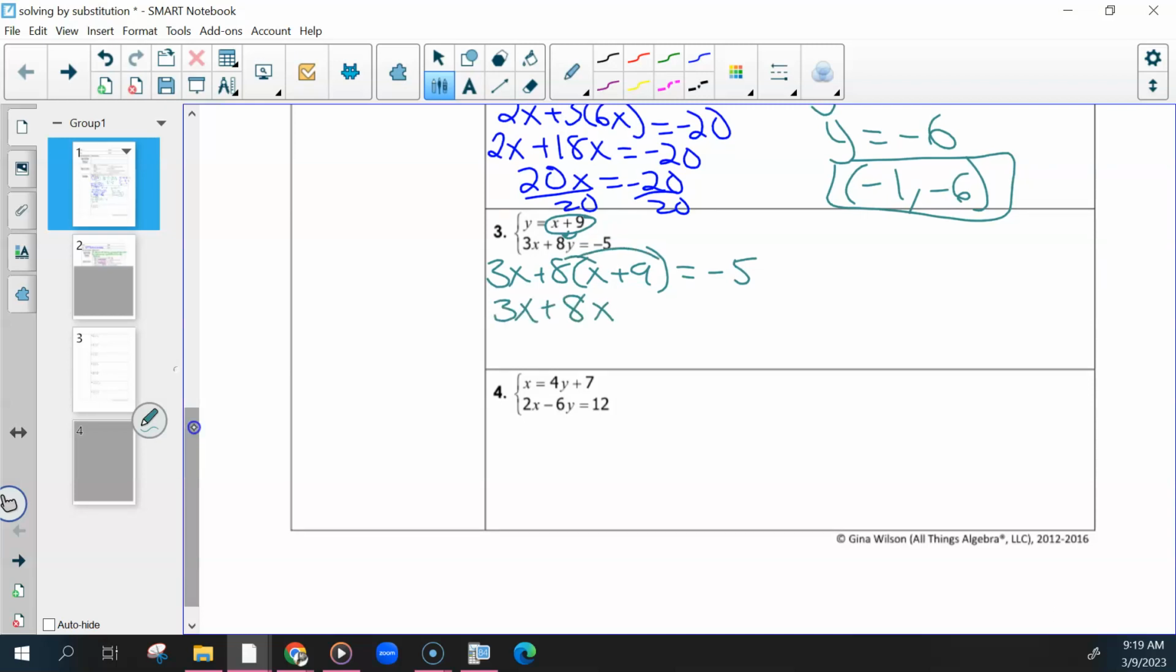You have plus 8x plus 72 equals -5. What would we do next? Okay. So that would give us 11x plus 72 equals -5. And then what? So 11x equals -77. Divide both sides by 11. What's x? -7, so yes.